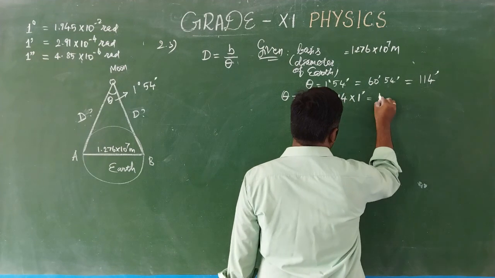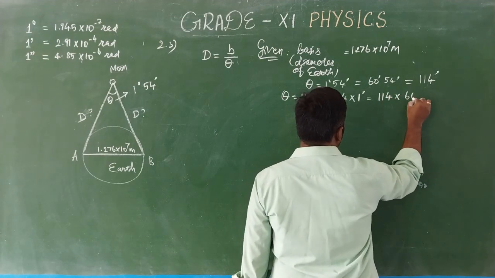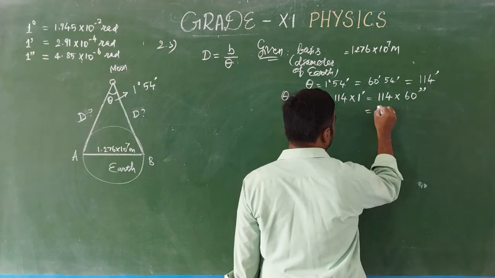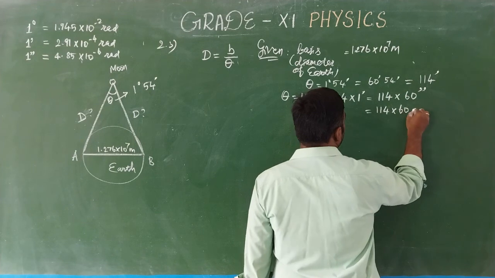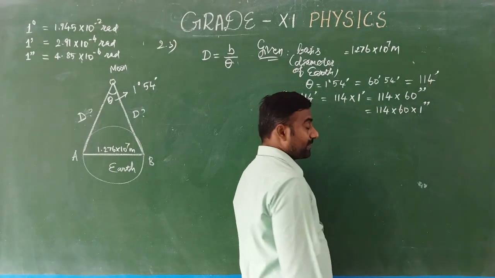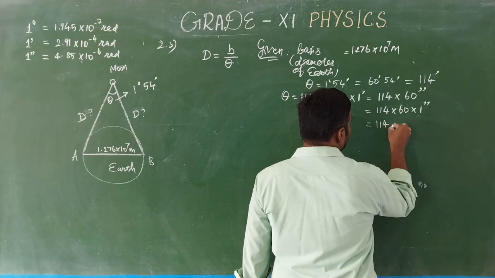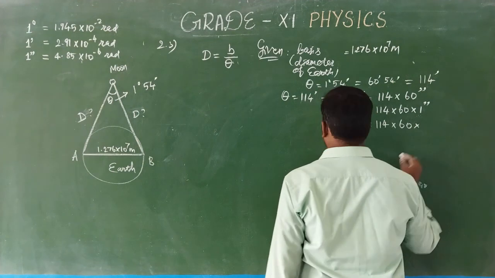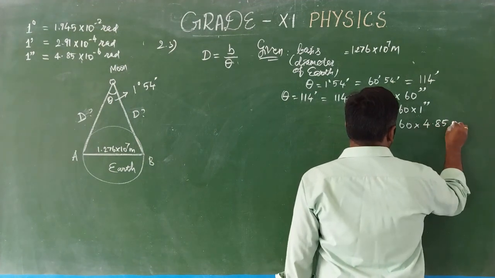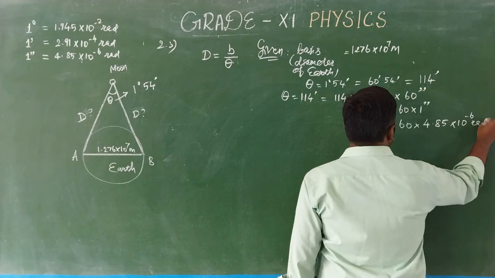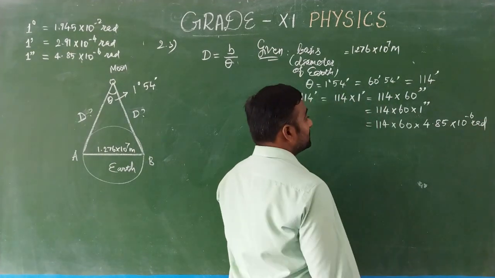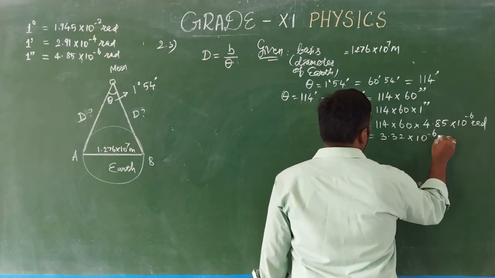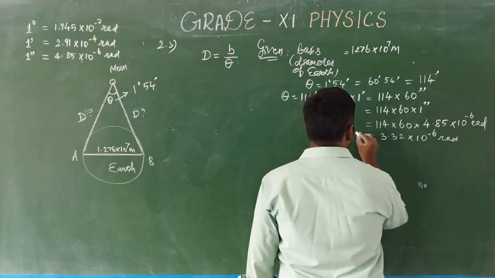But 1 arc minute we can also write as 60 arc seconds, so 114 into 60 into 1 arc second. Okay. Then 114 into 60 into, what is the value of 1 arc second? Already we found it in the first sum. That is 4.85 into 10 to the power minus 6 radian. Okay, and multiply all these values. Finally we get the value 3.32 into 10 to the power minus 6 radian. So this is the value of theta.